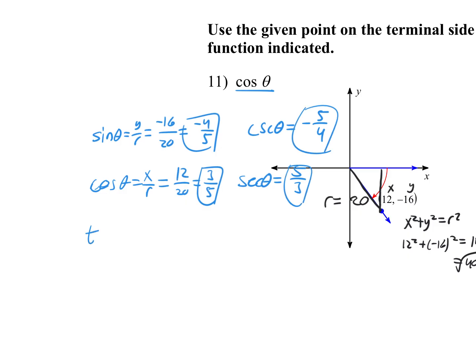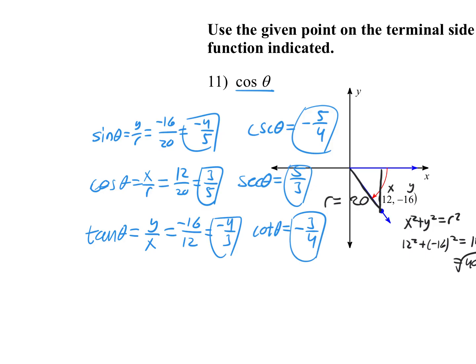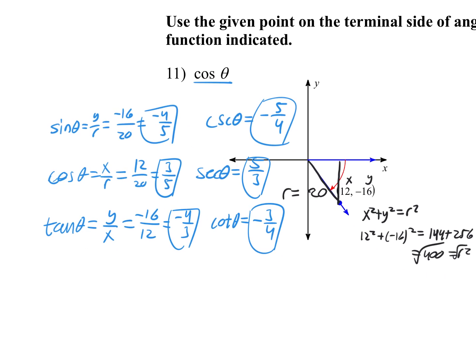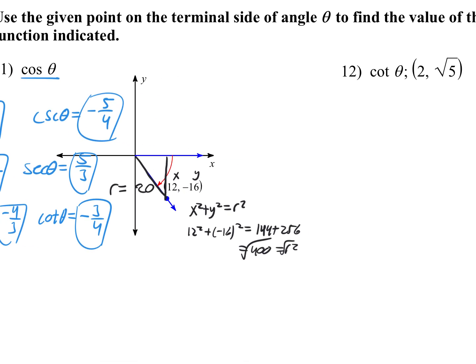All right, now I want to find tangent, which is going to be y over x, which is going to be negative 16 over 12, which is negative 4 over 3. All right, so then we get cotangent is negative 3 over 4. All right, just take the reciprocal. All right, and that's all 6 trig values. Not super difficult. A little bit time consuming, but shouldn't be super difficult.